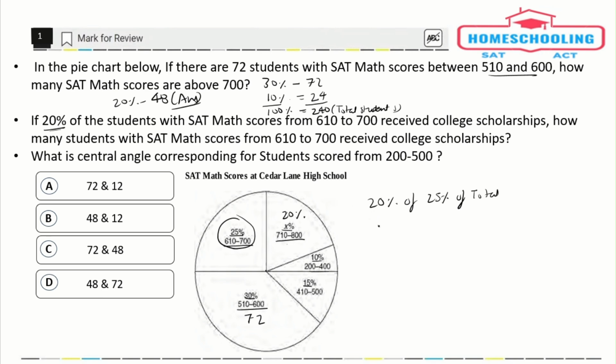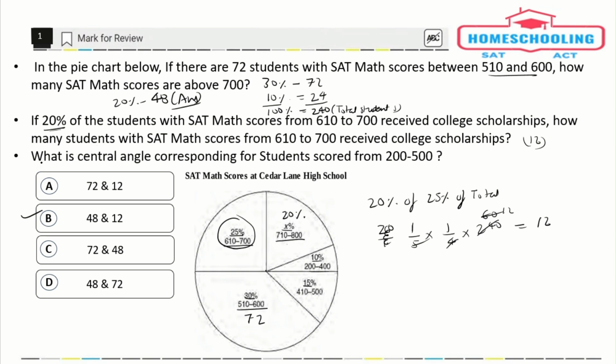from them 20% got a scholarship. So that would be 20 by 100, or it can be written as 1 by 5, of 25%, that would be 1 by 4 of the total, which is 240. So 6 fours are 24, and this one would be 60. So it would be 12. 5 times 12 is 60. So this one would be 12. So the answer to the first part was 48, and the answer to this one is 12. So your option B would be correct.